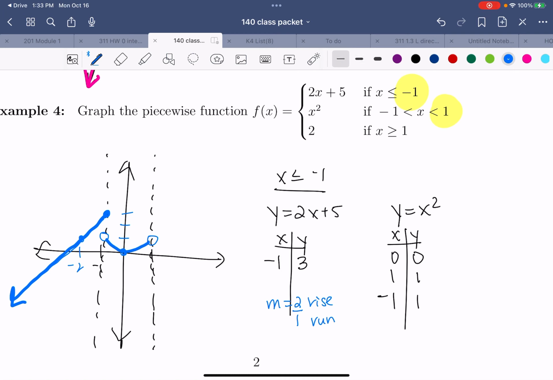And then in my last section, for x is greater than or equal to 1, we have that y equals 2. So that's an or equal to. So at 1, the value is 2. And it's going to remain 2. So I'm going to be horizontal. Okay, and those are my 3 pieces.